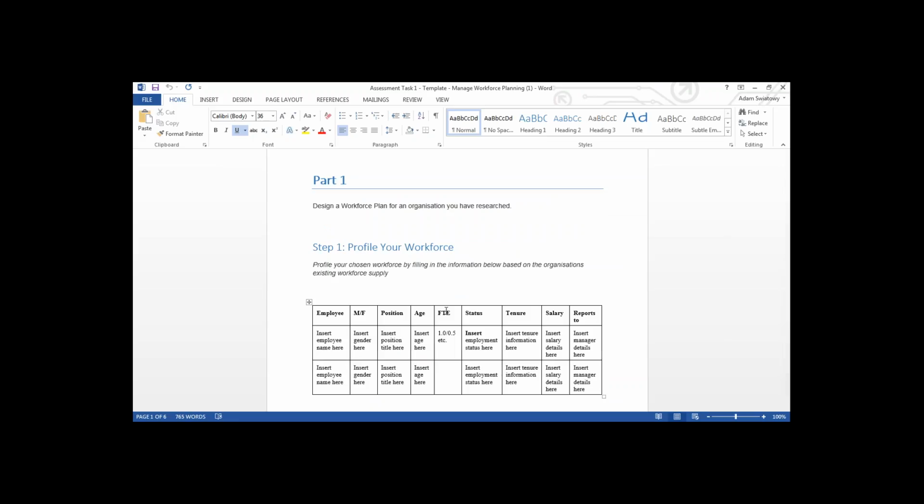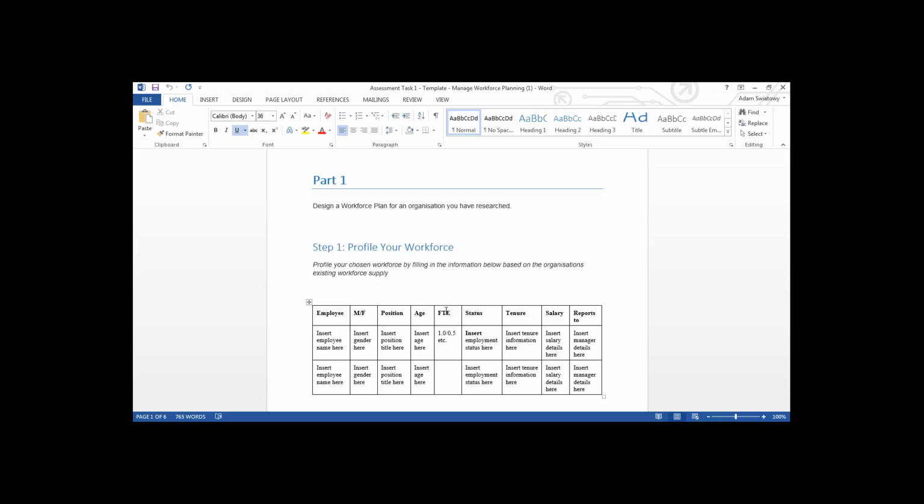So let's start with that. If you are employed at the moment, I suggest that you use an organisation that you're very familiar with or that you have access to. And when we say access, I mean that you can speak to somebody, you can interview somebody, you can ask questions of somebody to help you with profiling it and understanding the direction of the business.